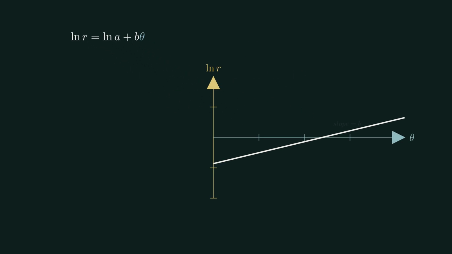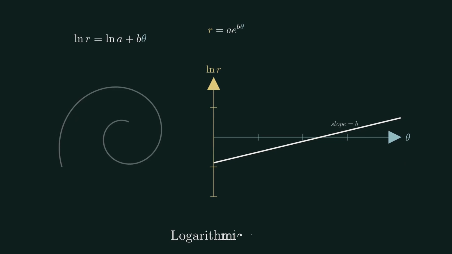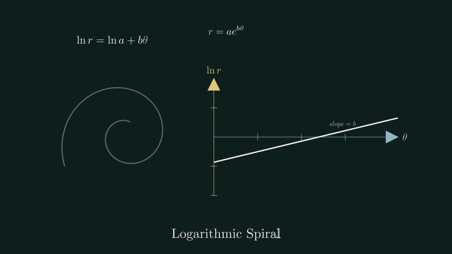Taking the logarithm of both sides gives the logarithm of r is equal to the logarithm of a plus b theta. So the logarithm of the radius changes linearly with the angle. This linear relationship between the logarithm of r and theta is where the name logarithmic spiral comes from.